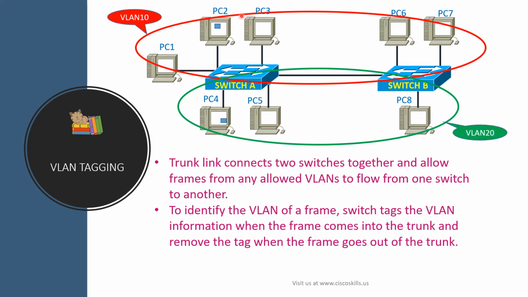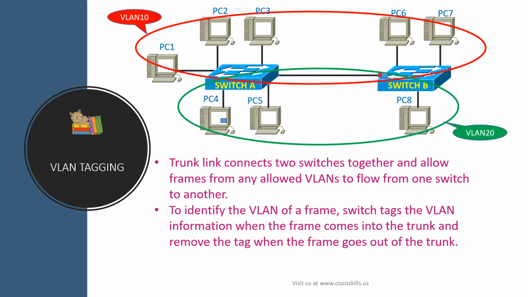Let's say PC2 wants to send a frame to PC6. It must forward the frame to switch A. Switch A knows the frame belongs to VLAN 10 and it must forward the frame across the trunk. It checks the VLAN allowed list of the trunk and knows VLAN 10 is allowed. It tags the VLAN 10 information to the frame and forwards it to switch B across the trunk.